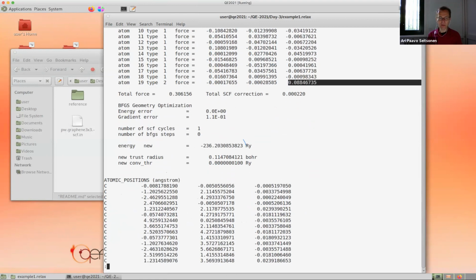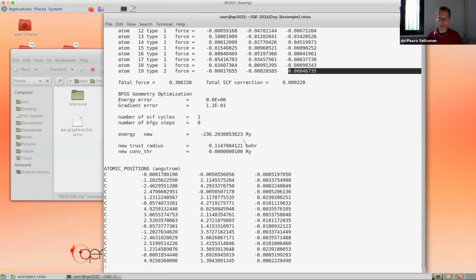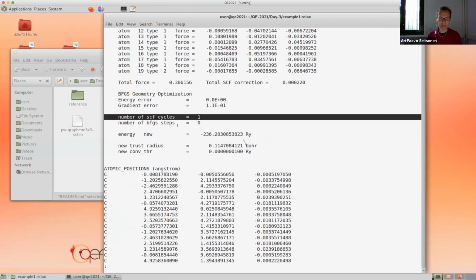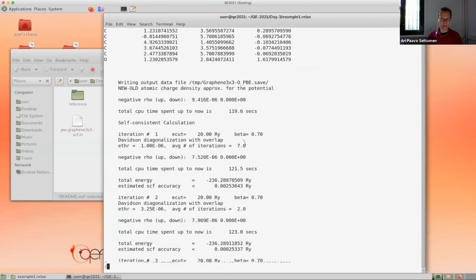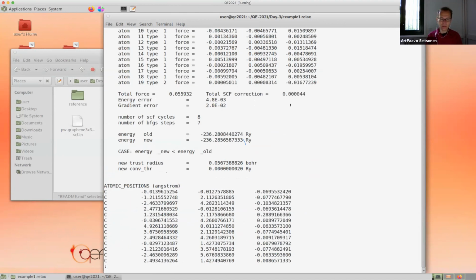So the same kind of thing, it shows the first forces. This was the first self-consistent cycle, and then this was the 0th BFGS optimization step. And then the calculation continues. Now we are at step 7. So on my machine, I started it some 2-3 minutes ago.